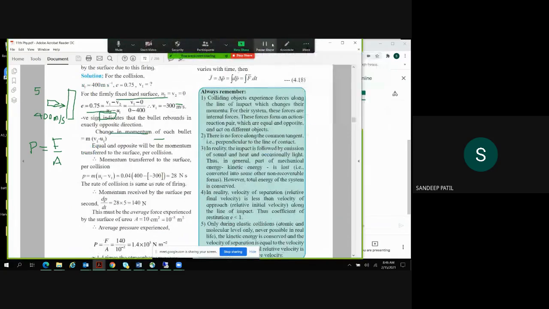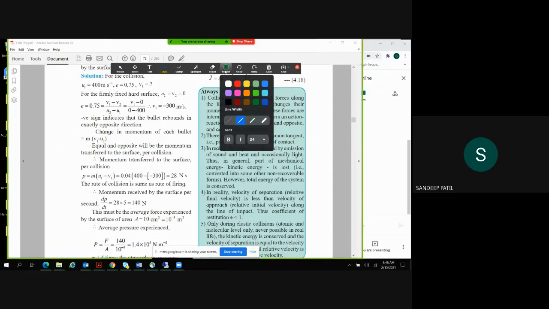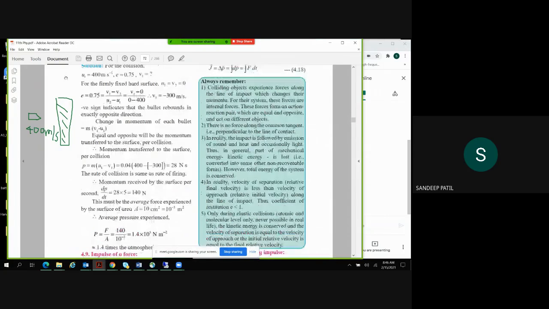Let me draw it again. So this is the surface, and the bullet has a velocity of 400 meter per second. So let's try to solve this problem. What information is given? U1, the initial velocity, is 400 meter per second, E is the coefficient of restitution, and V1 we do not know, it's unknown.